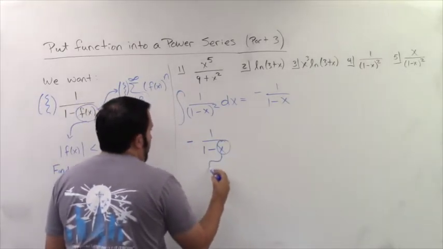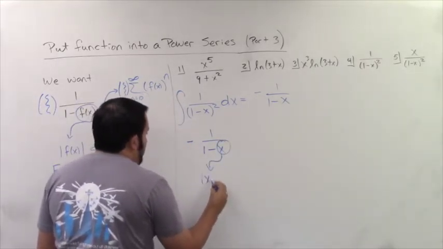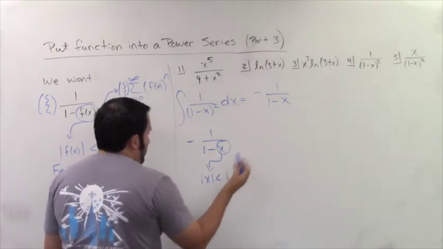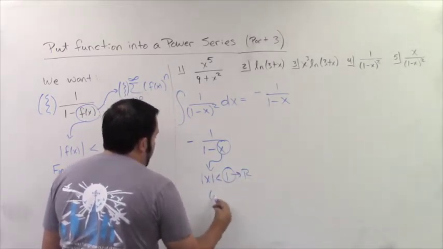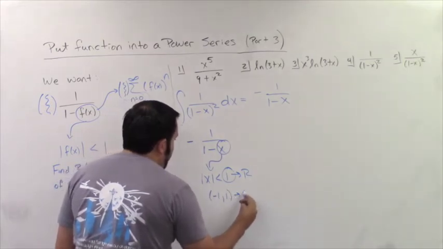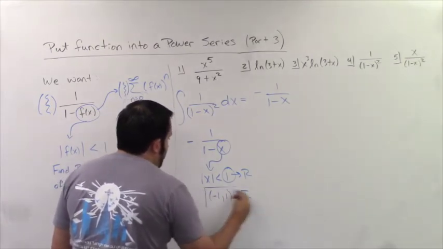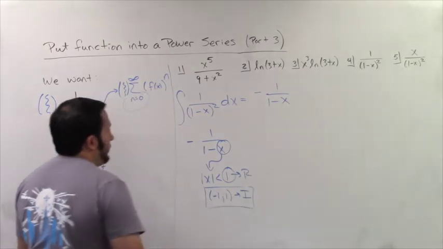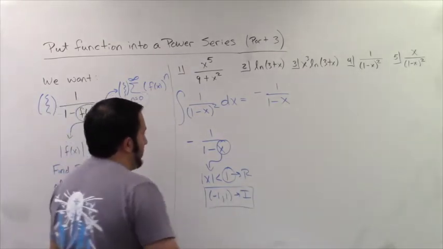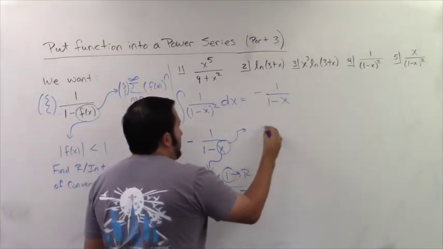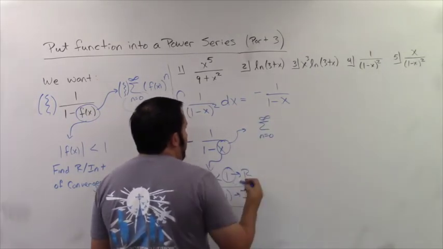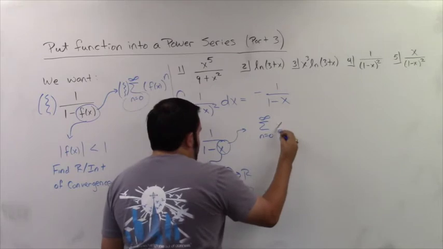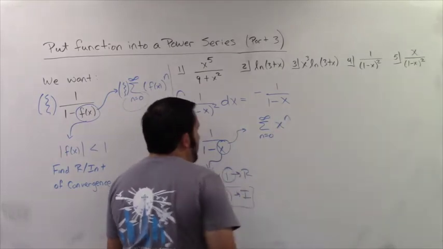Cool, finding the radius and interval is going to be nice. Absolute value of x less than 1. Great, there's your radius. And as for your interval, it's just negative 1 to 1. So we get our radius, and we have our interval. Now let's find the series. This is going to be the sum, 0 to infinity, of just x to the n.